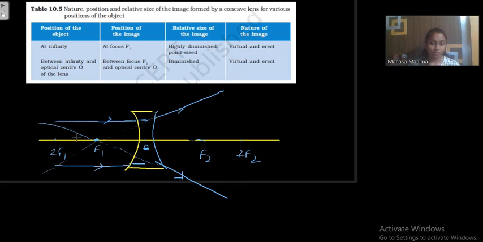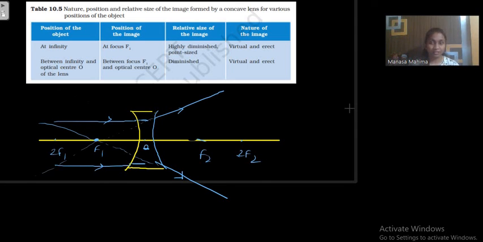Erect means it will be the same as that of the object. If the object is upside, the image formed will also be in the upside direction. If the object is downside, the image formed will also be downside, like this. However the object you have considered, the image formed will be the same. Okay, the image formed will be straight. It will not be in an inverted direction. It will be in erect direction.